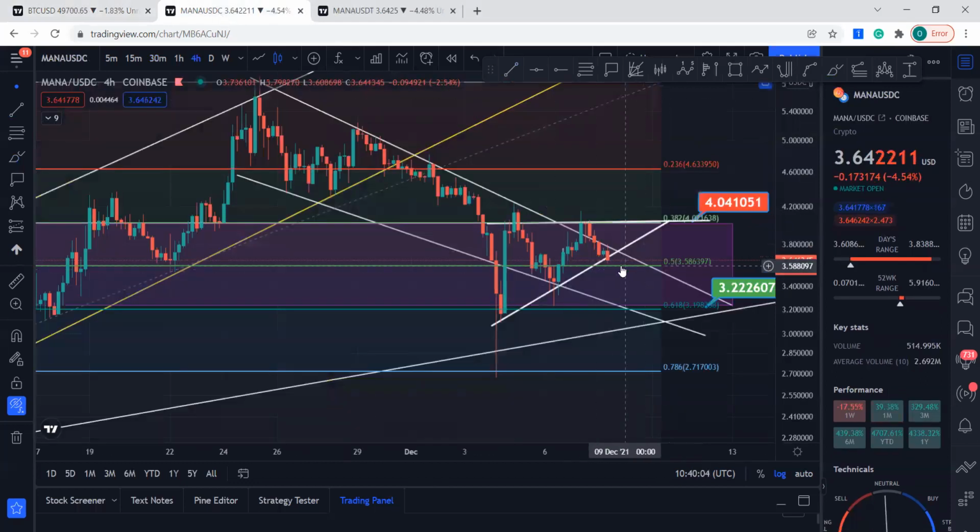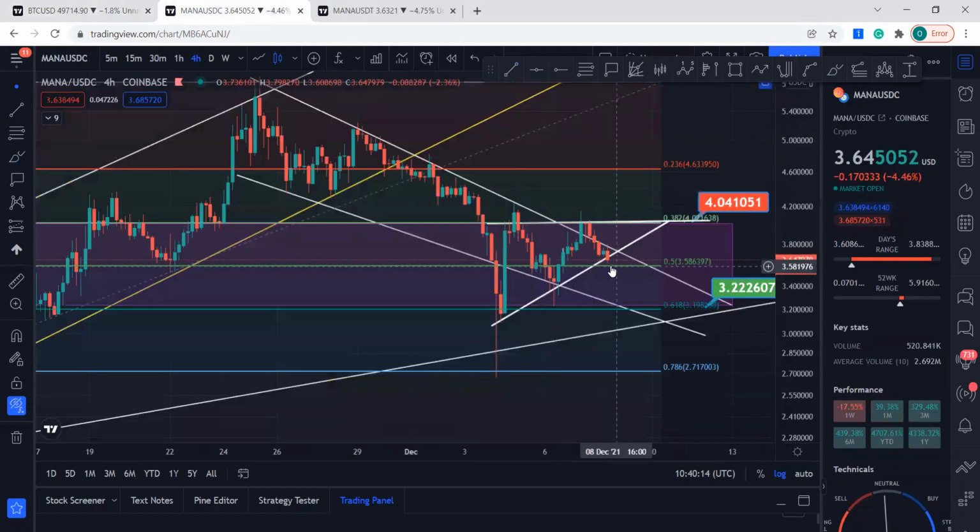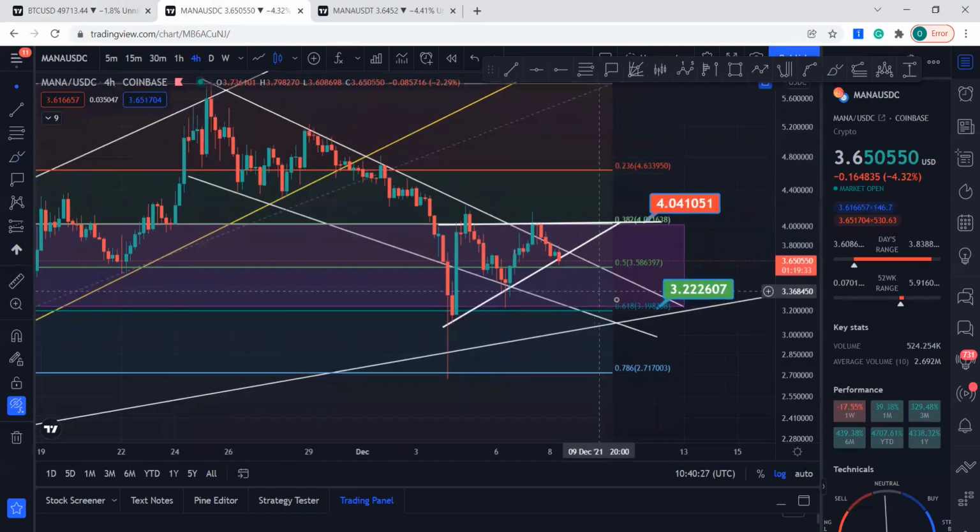So see, Mana is coming down now. It is breaking this resistance. If it can hold 0.5, that's going to be great. It depends on Bitcoin if it wants to hold this level. So if it comes down, this support is going to come into play like that, and then eventually form some kind of patterns and stuff.